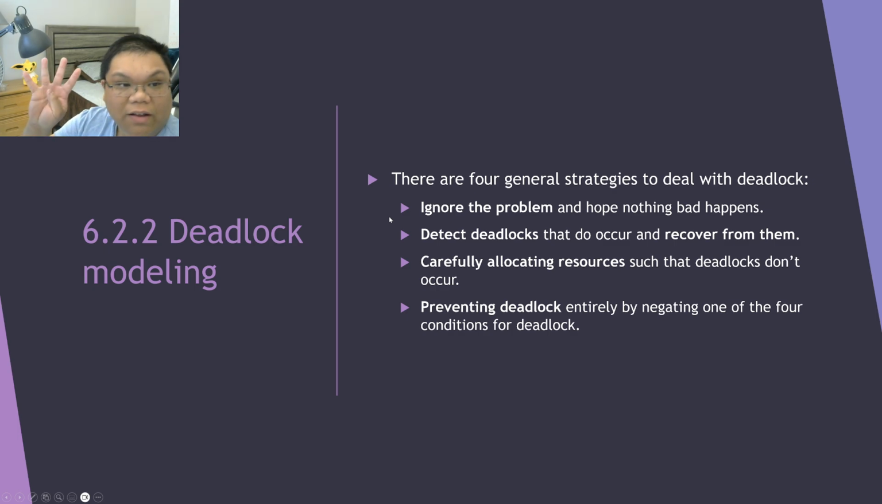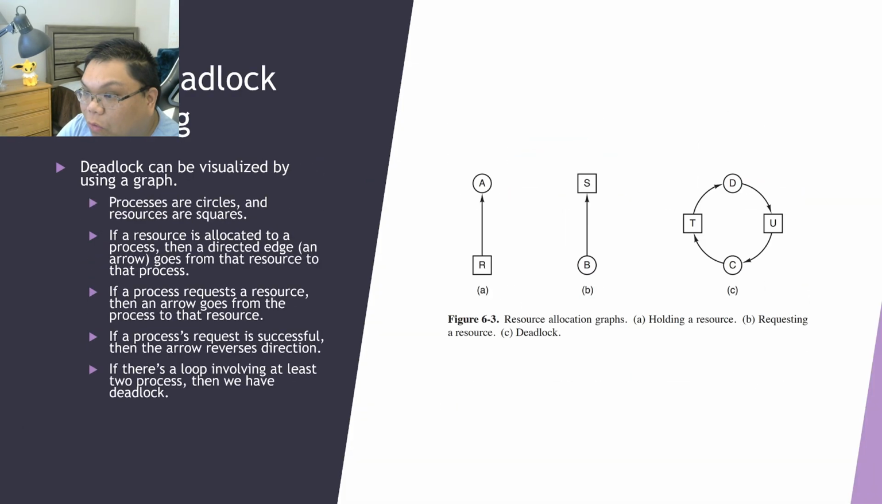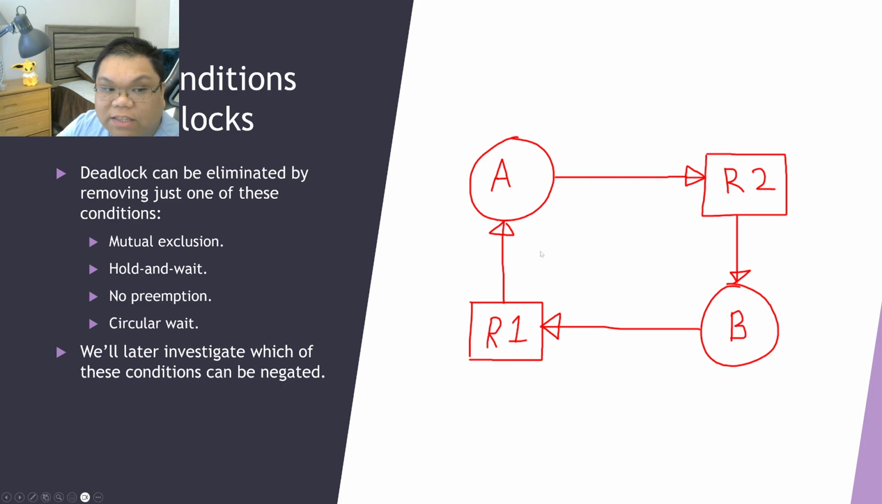There are 4 general strategies to deal with deadlock. Number 1, ignore the problem and hope nothing bad happens. Number 2, let it happen, detect when it happens, and do something to recover from it. Number 3, carefully allocate resources in a way such that deadlock does not occur. Number 4, preventing it entirely by negating one of the 4 conditions for deadlock.